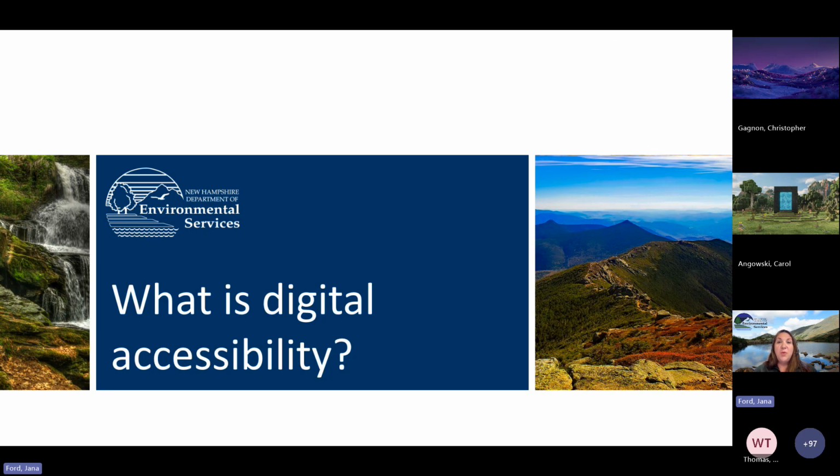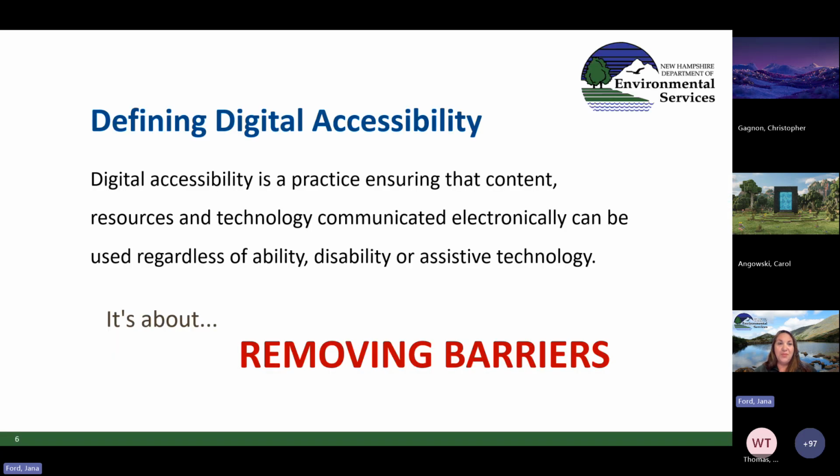So, first, we'll talk about what is digital accessibility. Digital accessibility is a practice ensuring that content, resources, and technology communicated electronically can be used regardless of ability, disability, or assistive technology. Or put more simply, it's removing barriers to access information and services that we provide to the public.